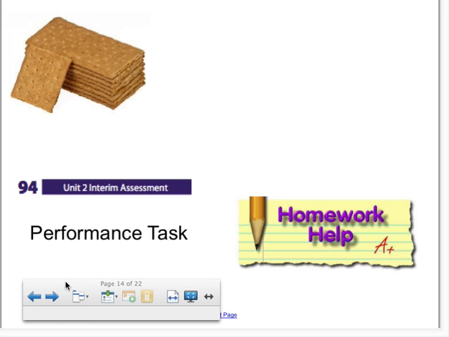We're on page 94. Make sure you're there. And it's the performance task. These are usually harder than average homework, but I got your back. Let's start.